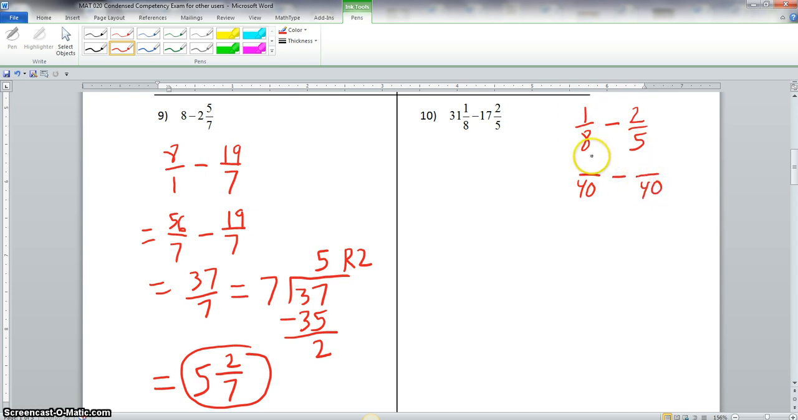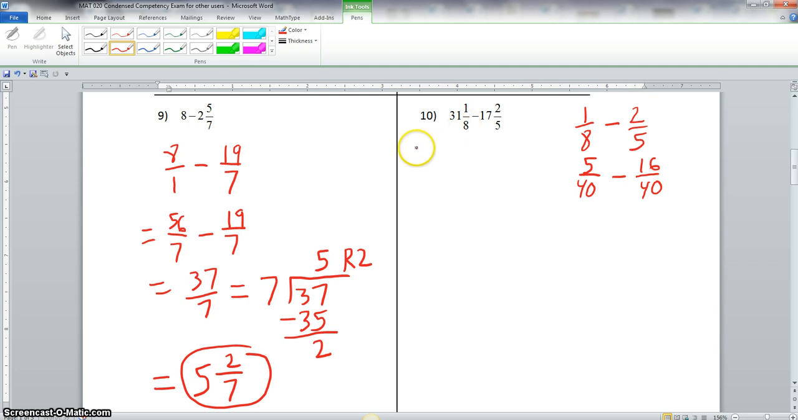Now we cross multiply. 1 times 5 is 5. 8 times 2 is 16. Okay, now we have a little bit of an issue here. This first fraction is smaller than the second fraction. So what we need to do is this here.